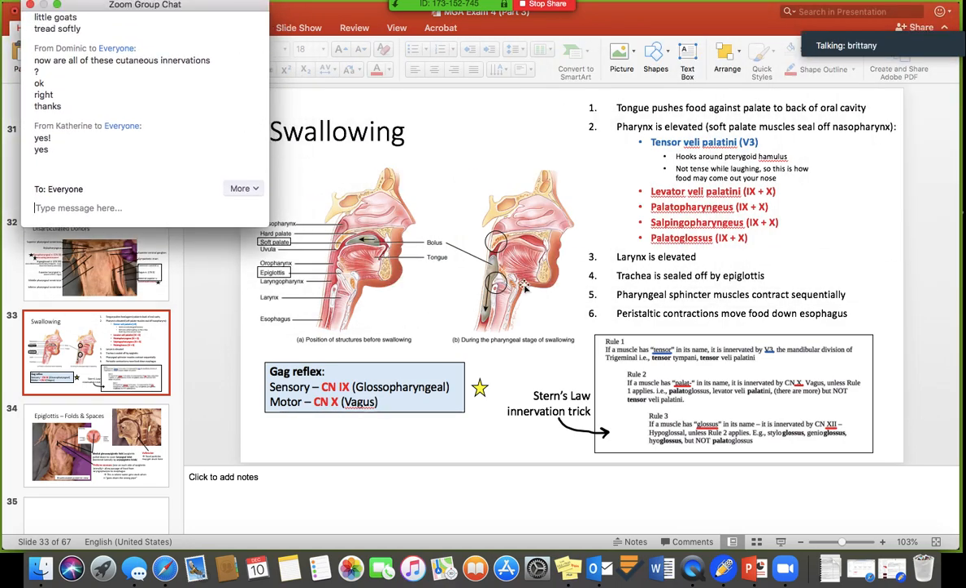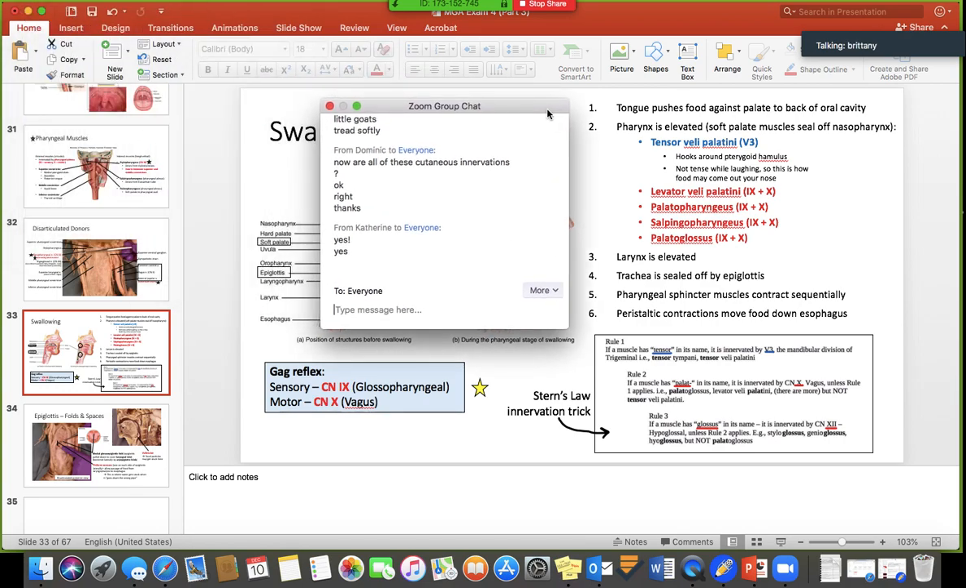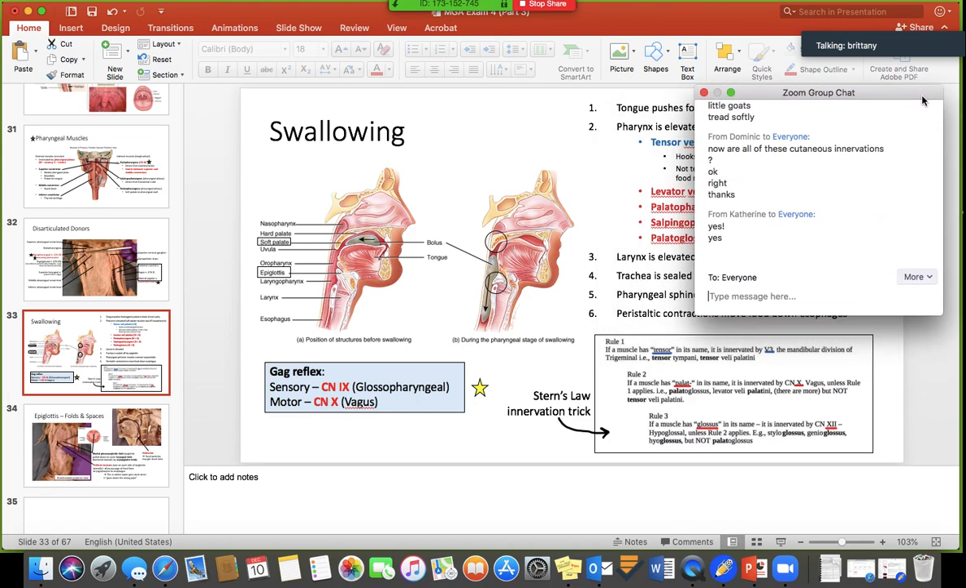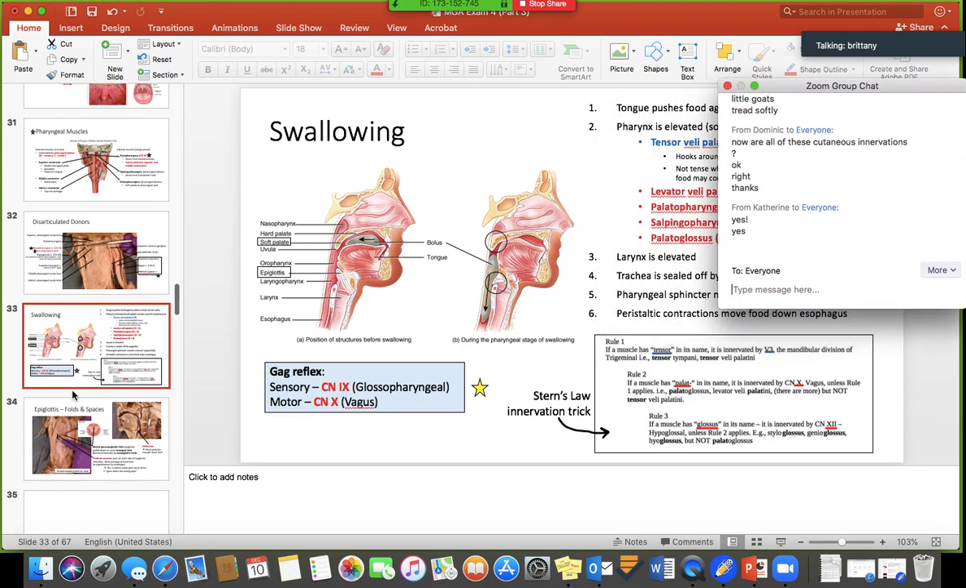Oh, also, okay, so I know I have more pictures of this in here, but I can't say this enough. Tensor veli palatini and levator veli palatini, they love to show that relationship and tag one of those. So make sure you know that the tensor is V3 and the levator is cranial nerve 10. But we'll get to that picture. And she spent a long time on that in lecture. So that's definitely coming.